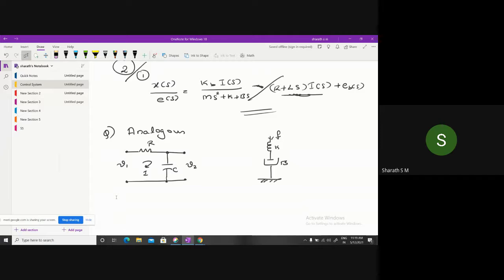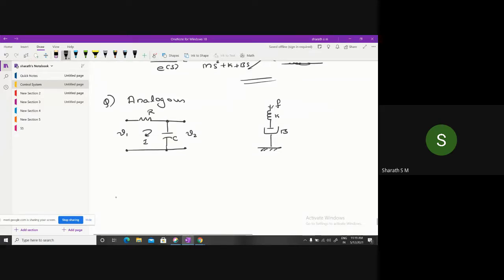So transfer function for the electrical system: here we have V2 as well as V1. That is, output is V2 and the input is V1. So the output by input, V2 by V1, we need to calculate, and then in the mechanical system we have displacements. So totally we have two displacements. So x2 by x1 we need to calculate. So we need to simplify in these two manners, and these two should be equal. Then we can conclude that they are analogous to each other. If not, then it is not analogous to each other. So in that manner we need to solve this problem.